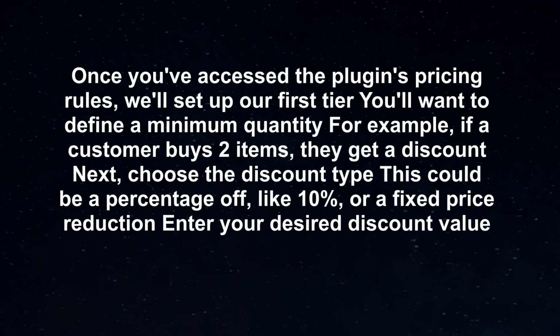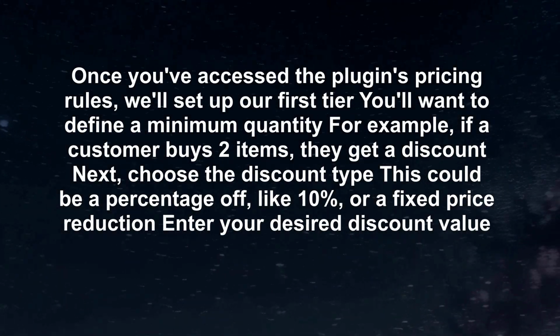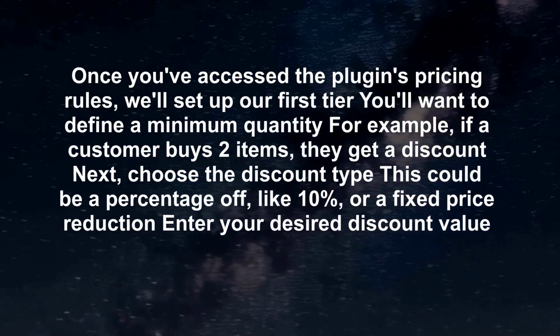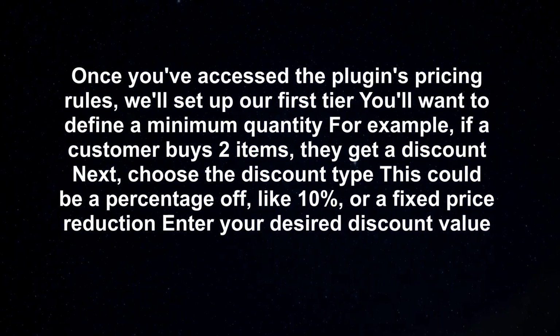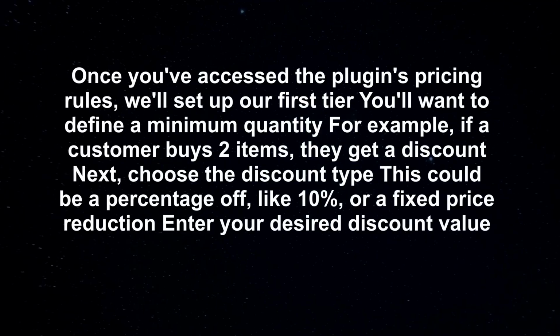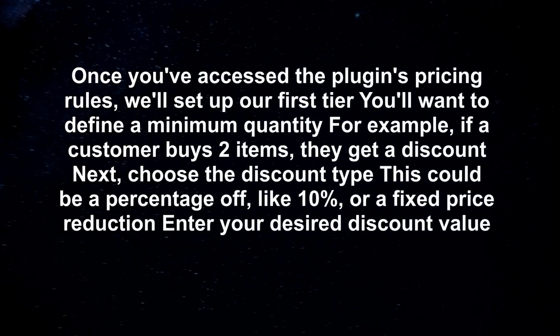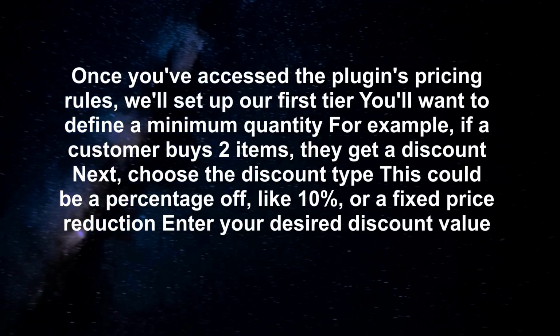You'll want to define a minimum quantity. For example, if a customer buys 2 items, they get a discount. Next, choose the discount type. This could be a percentage off, like 10%, or a fixed price reduction. Enter your desired discount value.